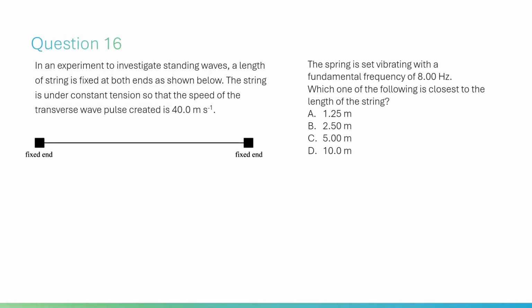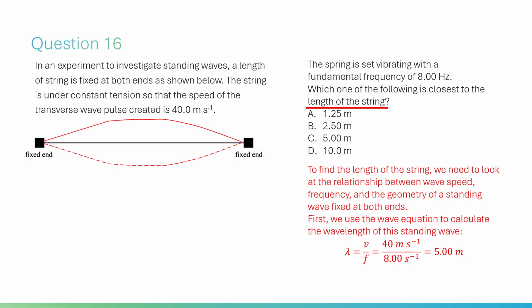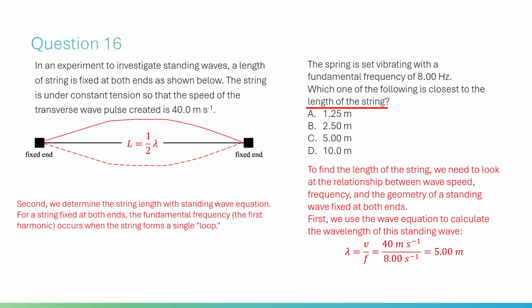To find the length of the string, we need to look at the relationship between wave speed, frequency, and the geometry of a standing wave fixed at both ends. First, we use the wave equation to calculate the wavelength of this standing wave. Second, we determine the string length with the standing wave equation.